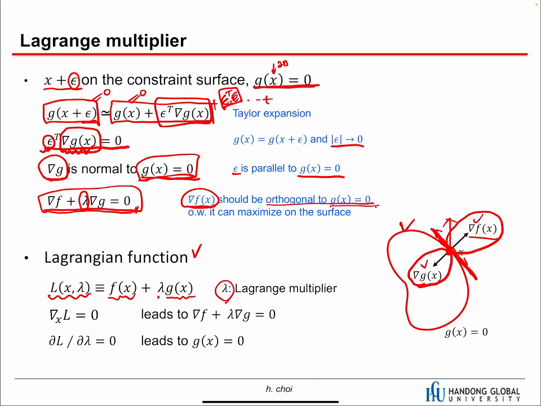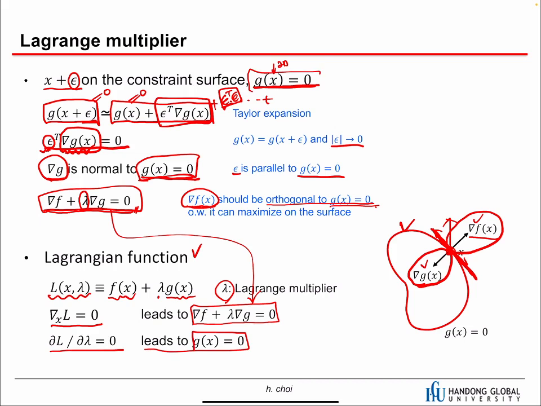Then when we take a derivative of this Lagrange function with respect to x, it should be 0. Then it leads to this term. This one is coming from this. And when we take a derivative of this Lagrange function with respect to lambda, it leads to the constraint surface. This one is coming from this.